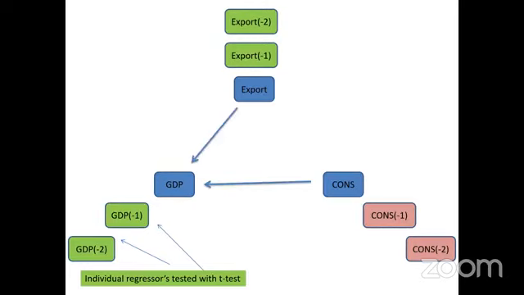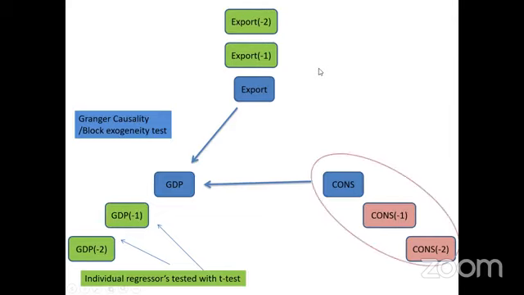Consumption affecting GDP, export affecting GDP. For these we will be using Granger causality or block exogeneity test. Clear? Okay. Now, all together affecting each other, all together means not individually minus 1, but the entire group of lags affecting the dependent variable, that will be tested by Wald coefficient test.